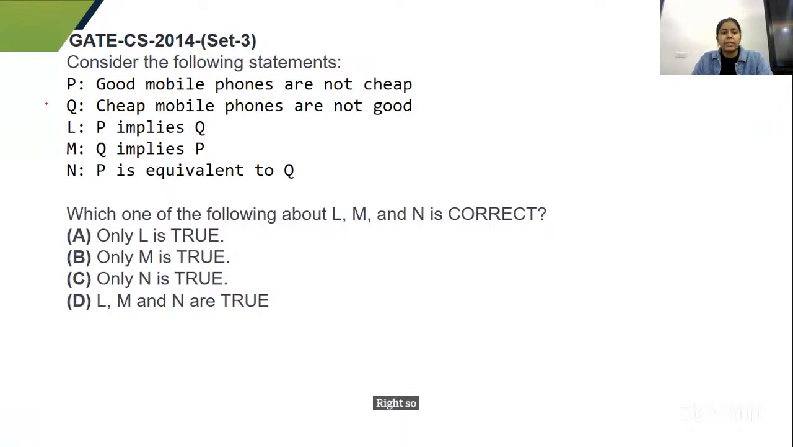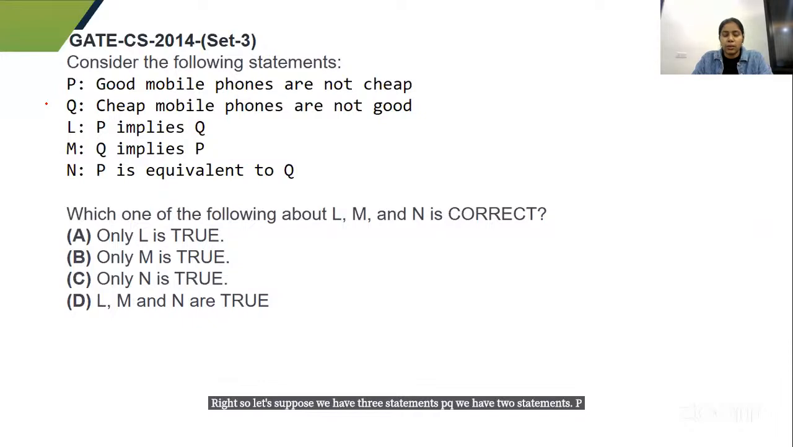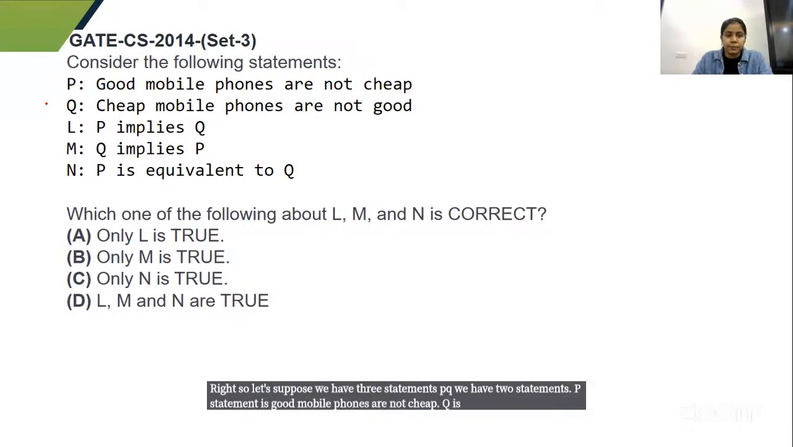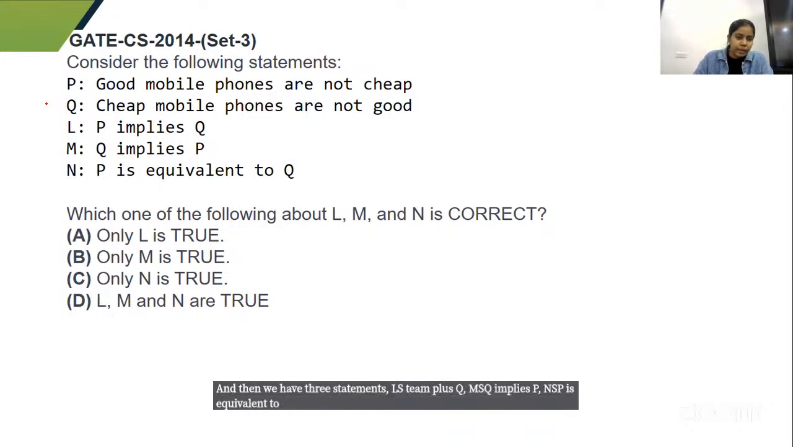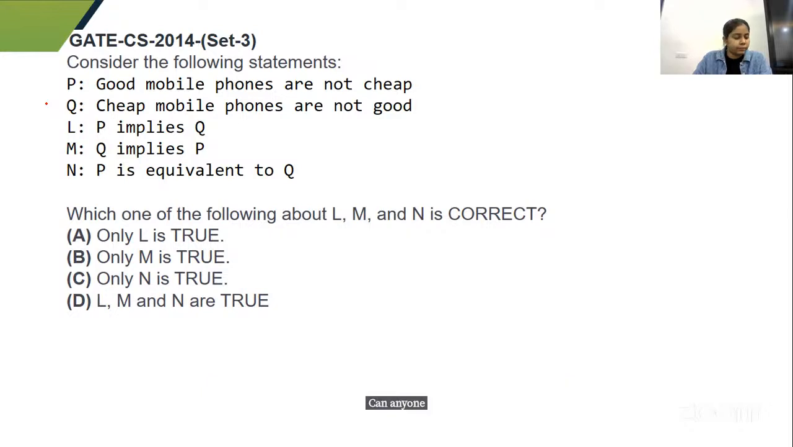So let's suppose we have two statements, P and Q. P statement is: good mobile phones are not cheap. Q is: cheap mobile phones are not good. And then we have three statements. L is P implies Q, M is Q implies P, N is P is equivalent to Q. Now, which of the following about L, M, and N are correct? Can anyone tell me which of them is correct? Just try this question once, guys. Think about it and let me know what can be the answer.